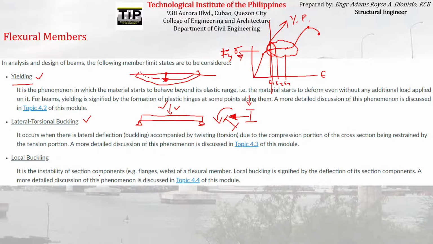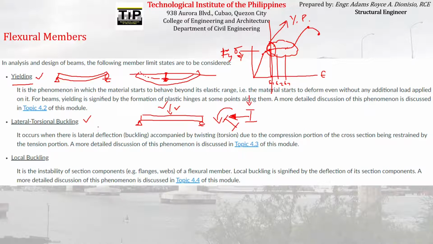It is the instability of the section components, which are the flanges or webs of a flexural member. Local buckling is signified by the deflection of its section components. Okay, so paano naman nagaganap yung local buckling? So kung yung sa yielding ang nangyayari, yung member natin, masyado na siyang na-stretch beyond its yield strain. Ibig sabihin nagkakaroon na siya ng permanent deformation. Masyado na siyang na-stretch or nako-compress beyond that capacity of yield point, yield strength or yield strain.